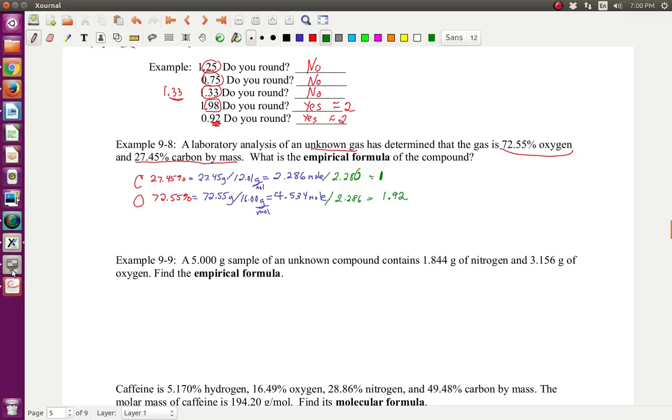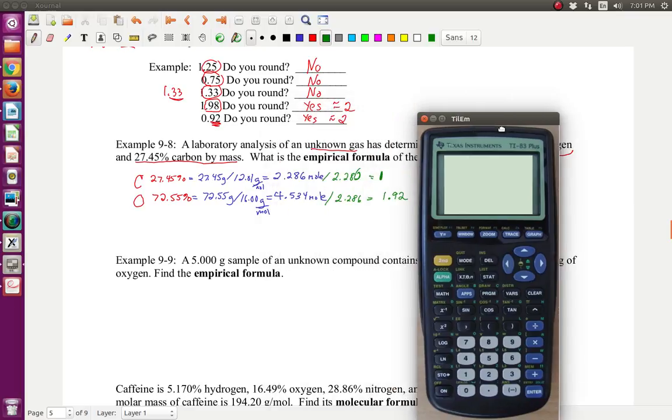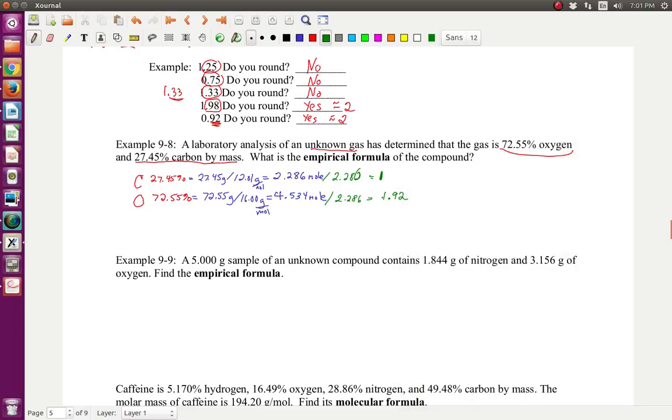Okay, I'll pull it up on the calculator. 4.534 divided by 2.286 is 1.983. I must have been looking at something else. 1.983. So let me fix that. Here, I'll erase it. Here we go. 1.983.